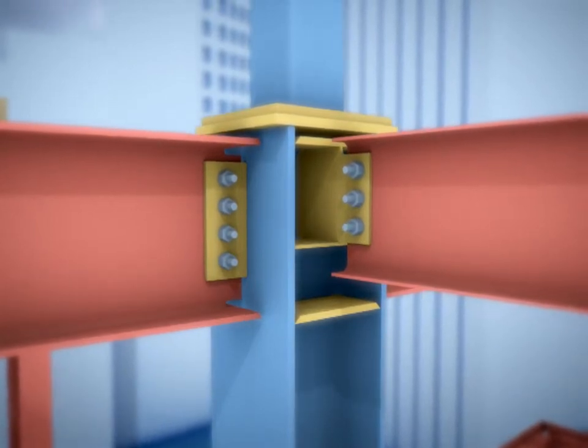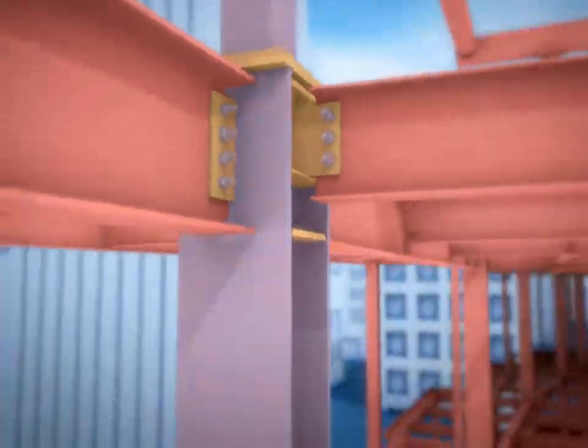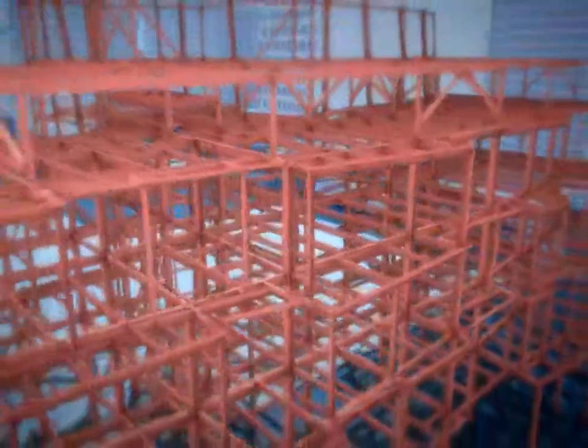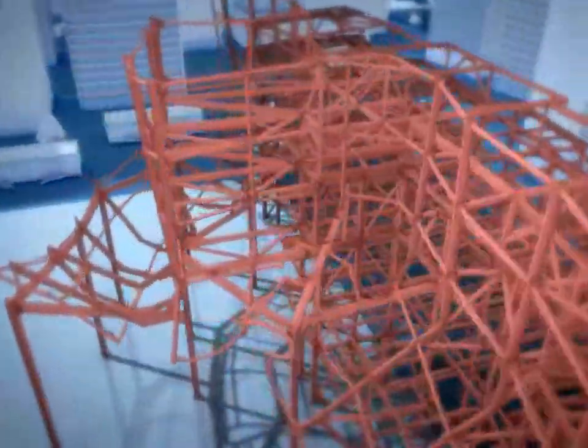SDS2 checks for erectability while designing connections, especially unusual configurations. Some of the connections in the Lou Ruvo Brain Institute were not automatically generated by SDS2 because they are so unique. To meet specific job requirements, SDS2 includes several features that make modeling these connections easy.